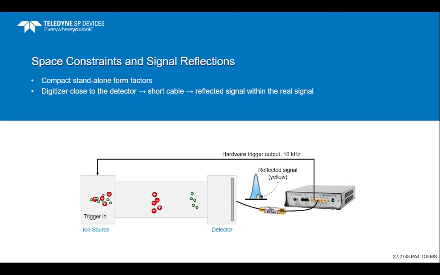Space constraints and signal reflections challenges are resolved using compact standalone digitizers such as USB 3. These fit within the mass spectrometer enclosure and are located close to the detector to minimize the impact of reflections. Our FPGA firmware solutions help reduce the data rate to match the USB link capacity while ensuring that pulse information and characteristics are maintained. Digitizers from Teledyne SP Devices also offer features such as hardware trigger output that simplifies ion source triggering and ensures accurately measured flight time.